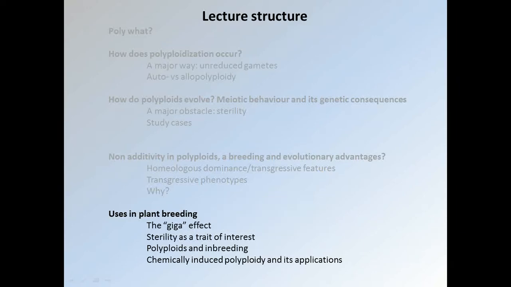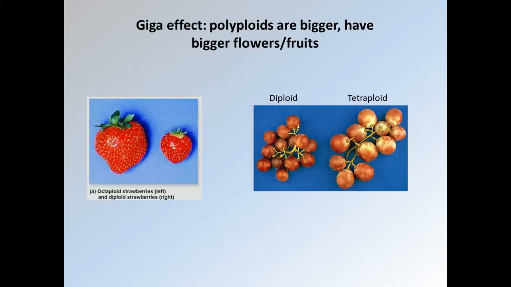So let's move on to the last chapter, which is about the uses of polyploids in plant breeding. We started this course by comparing the size of diploids versus tetraploids, because having a bigger size is of obvious interest in breeding. This is called the giga effect, which means that polyploids, like here, strawberry octoploids, are bigger than diploids, and here we saw this case already.